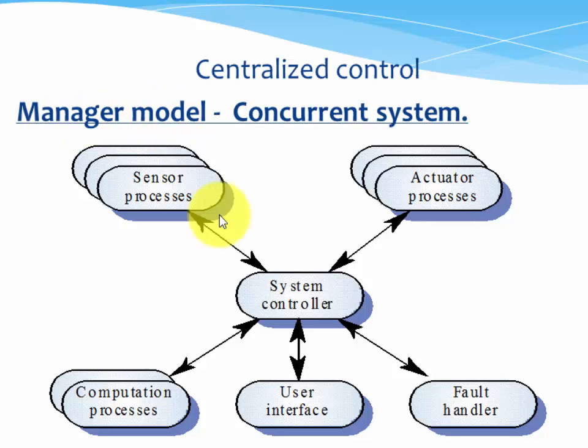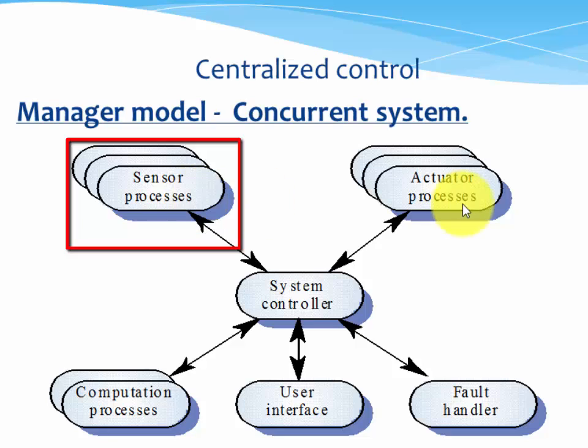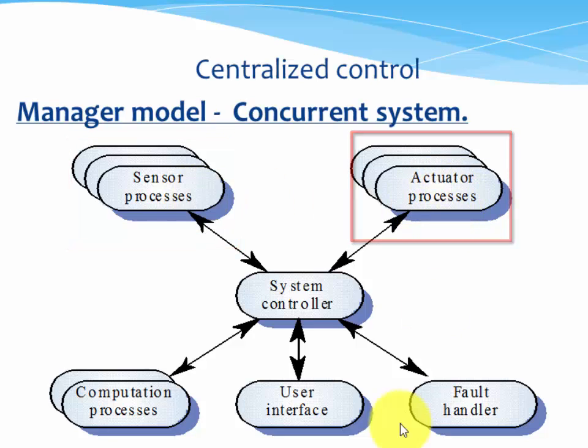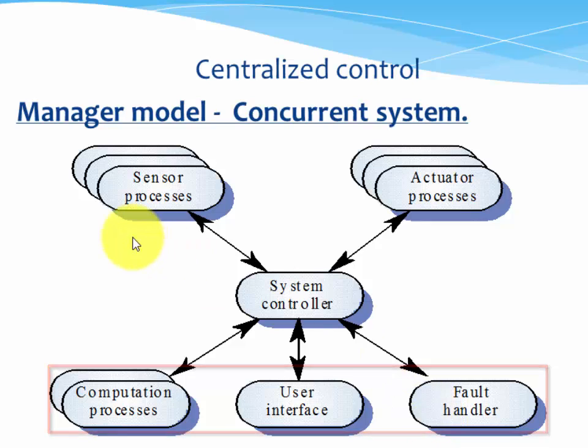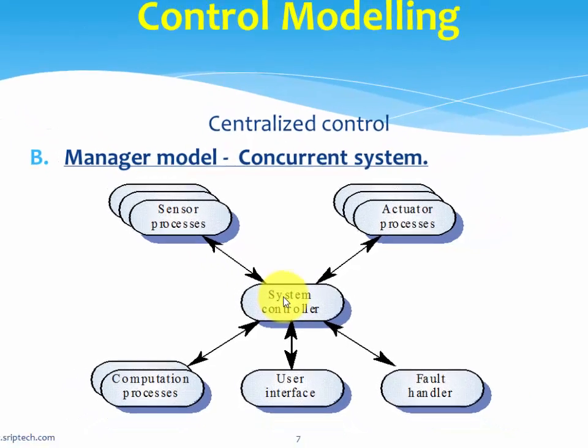In the case of a manager model, you have a subsystem called the system controller, which is actually controlling all other subsystems. Here the sensor process is a subsystem, and the actuator process is another subsystem. Like this you have multiple subsystems, and these subsystems are basically working in parallel. If subsystems run in parallel, then we would require a manager to control them, and that is nothing but the system controller here. Starting and stopping of the system is controlled by the manager. If I want to start the sensor process, it is controlled by the system controller, and if I want to stop the sensor process, that is also controlled by the system controller.